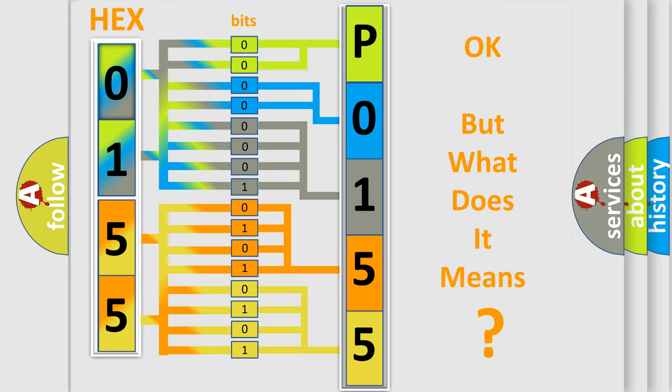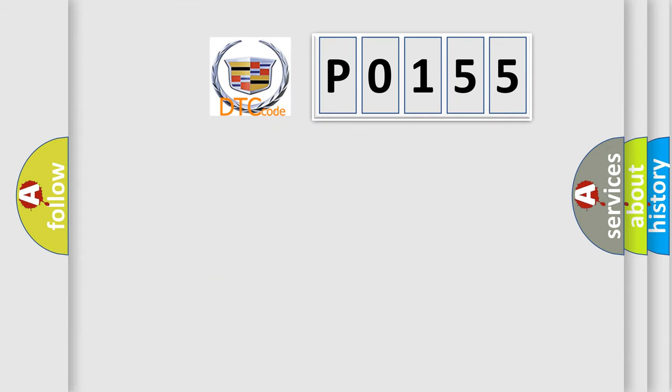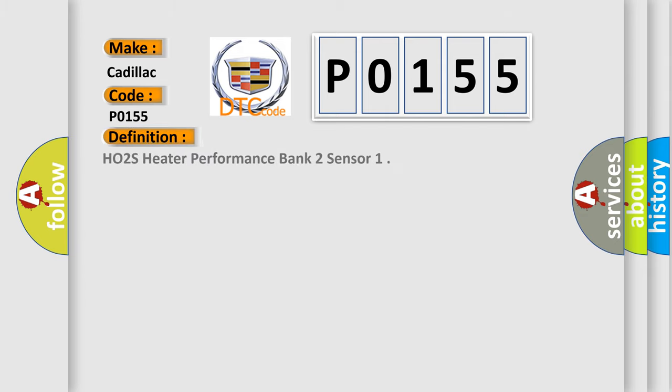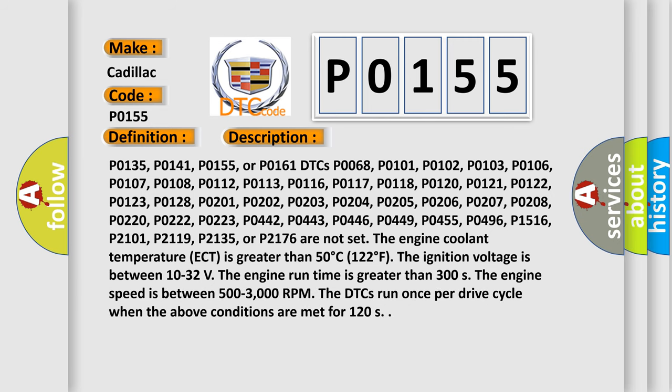The number itself does not make sense to us if we cannot assign information to what it actually expresses. So, what does the diagnostic trouble code P0155 specifically mean for Cadillac? The basic definition is HO2S heater performance bank 2 sensor. And now this is a short description of this DTC code.